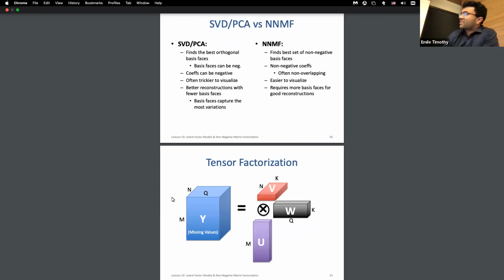And then we spoke about tensor factorization. So a lot of data sets these days are represented using tensors, and it's really the norm. So if you have an m by n by q tensor, we spoke about how you can factorize this into these tensor bases of size m by k times n by k times q by k.